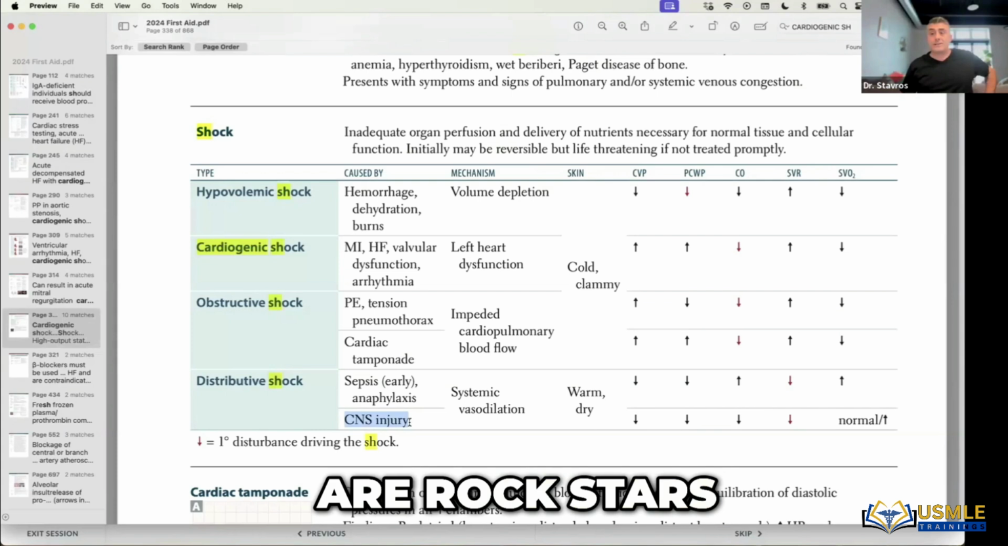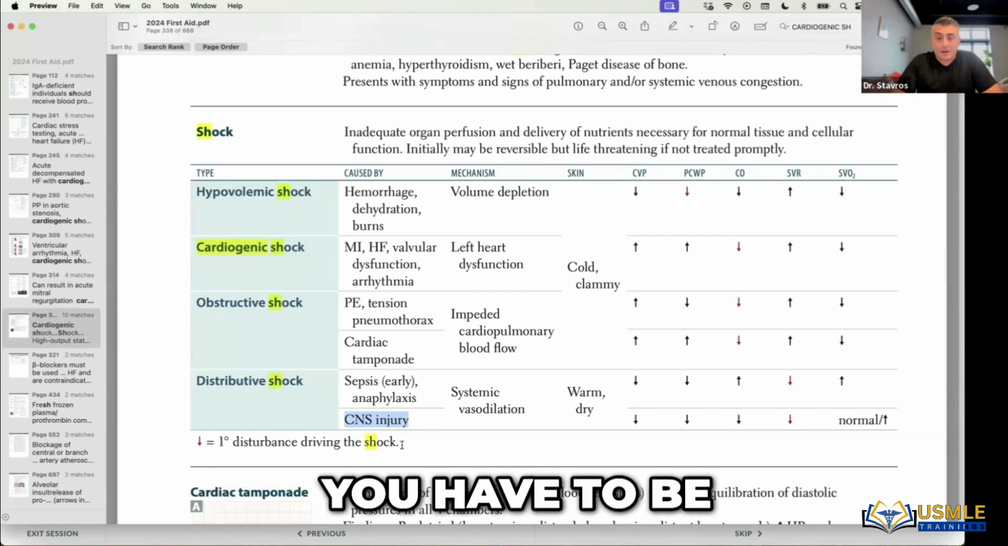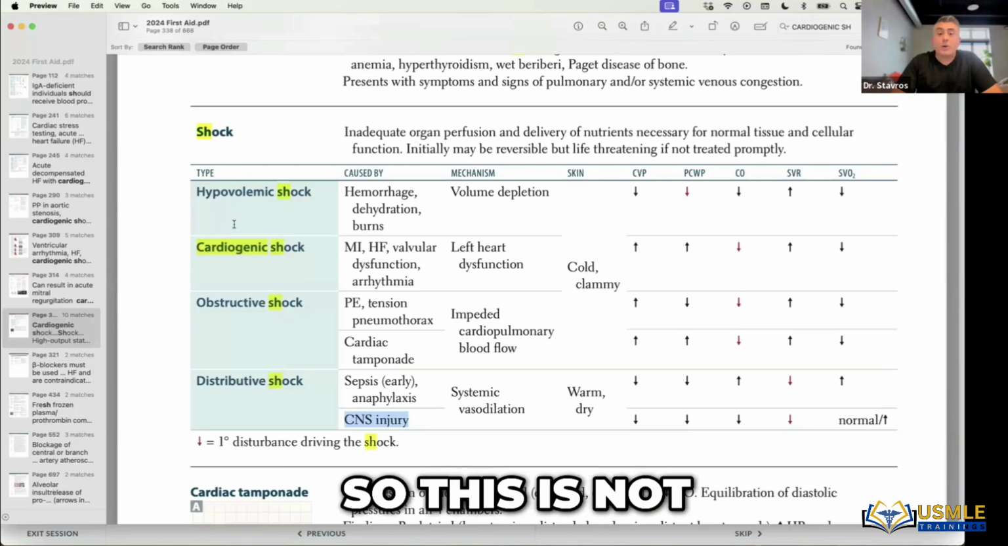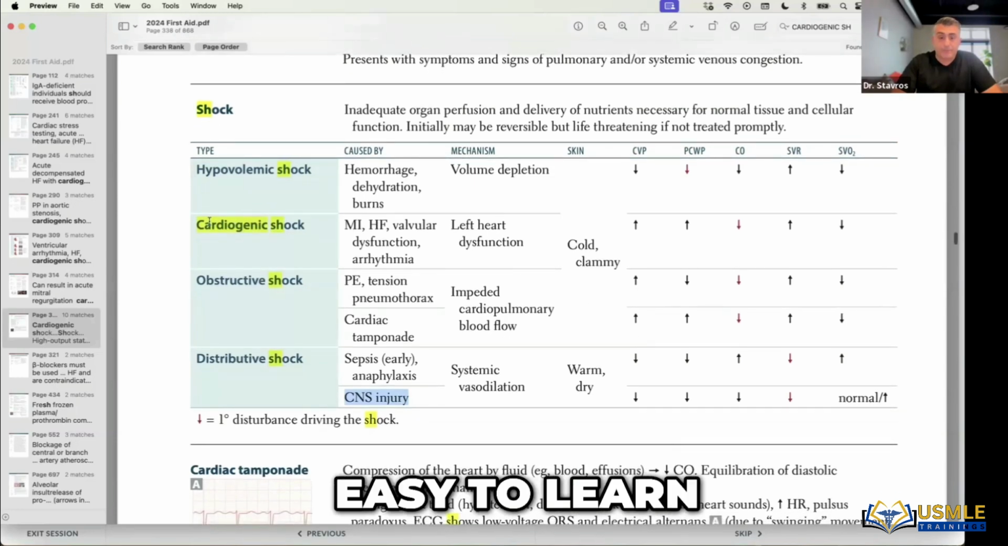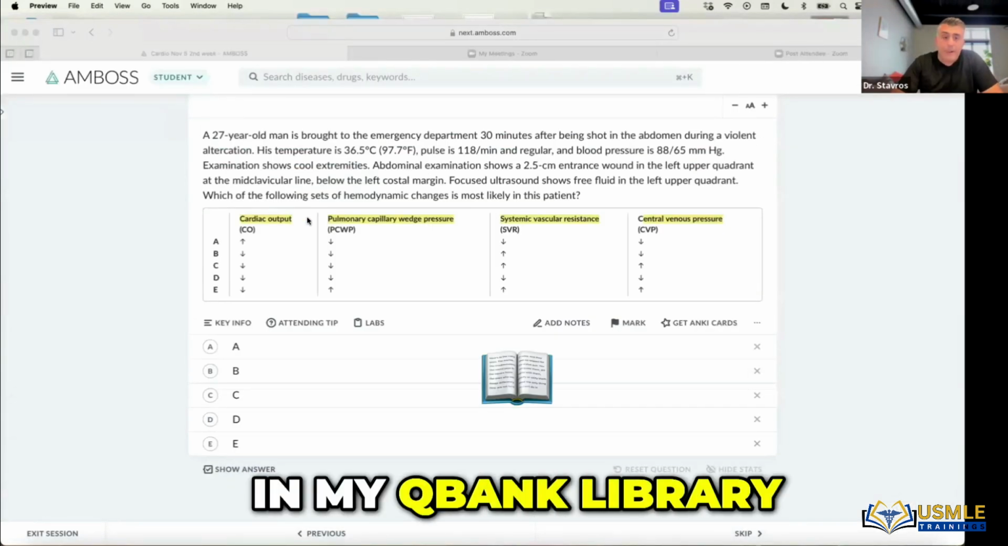I know you guys are rock stars, but in the clinic setting, you have to pay attention to detail, right? So this is not easy to learn. It's very dry, very difficult. This is a little easier. I'll show you how to do it, right? That's what I do in my QBank library.